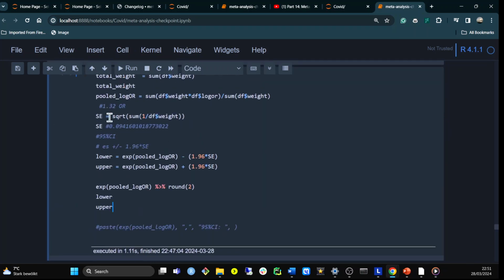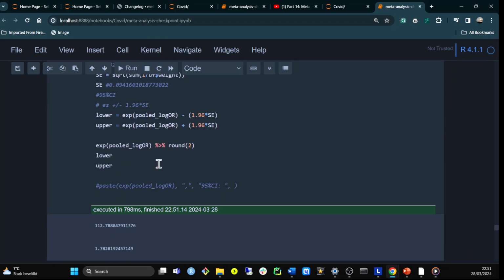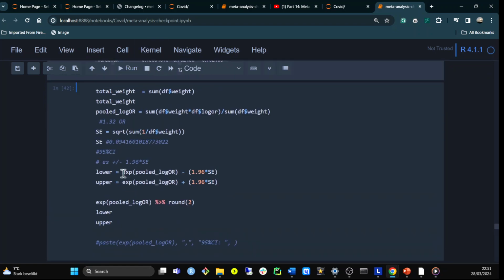So now we have standard error. Now we should be able to get the values somehow. Yeah, this is exponentiate, and then we have to use the pooled log odds ratio minus 1.96. Now I take the exponent. Then I also do the same here, because here we have the log odds ratio plus or minus 1.96 times standard error, and then we exponentiate that. Once we have that, then we have the upper and the lower confidence intervals.